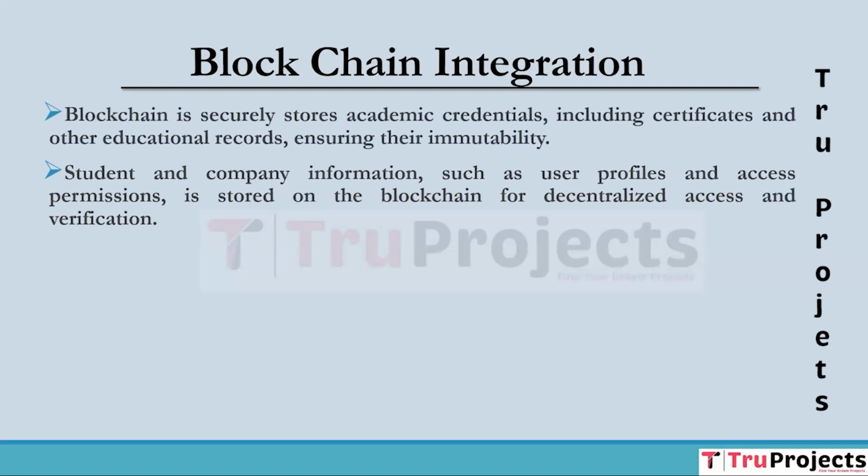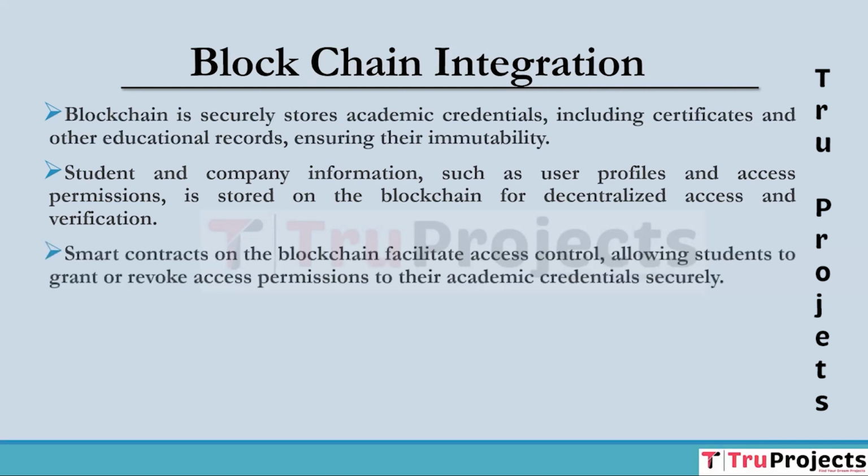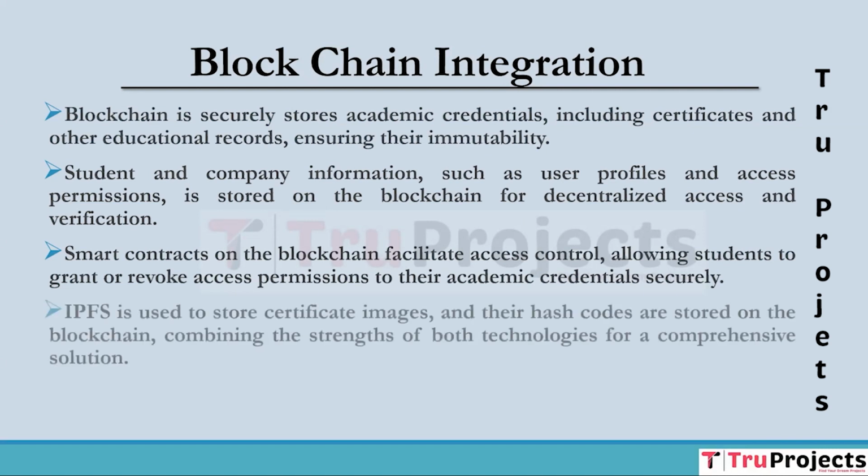Both students and company data, including user profiles and access permissions, find a home on the blockchain, offering decentralized and verified access. Access control facilitated by smart contracts on the blockchain enables students to manage who can securely access their academic credentials. Certificate images are stored using the InterPlanetary File System, which is IPFS, with their unique hash codes securely recorded on the blockchain. This combination leverages the strength of both technologies for a robust solution.